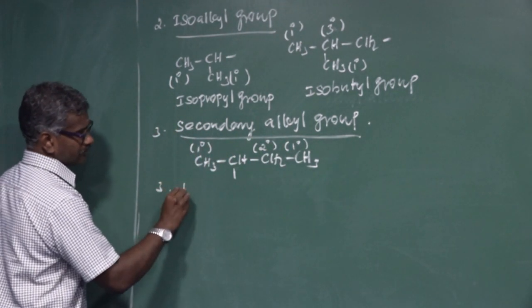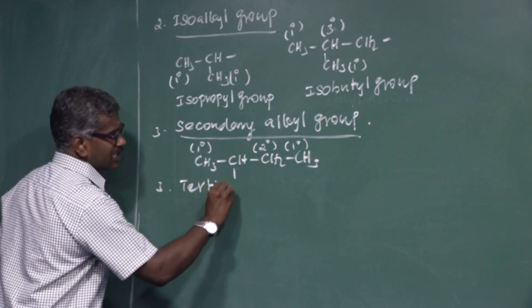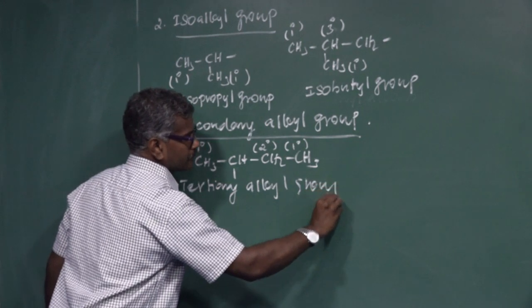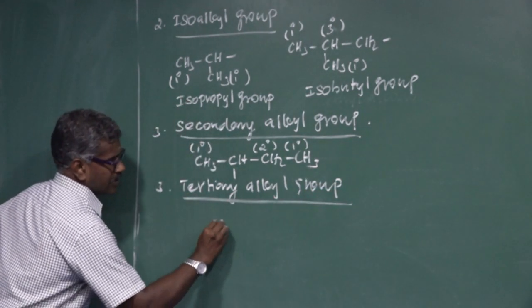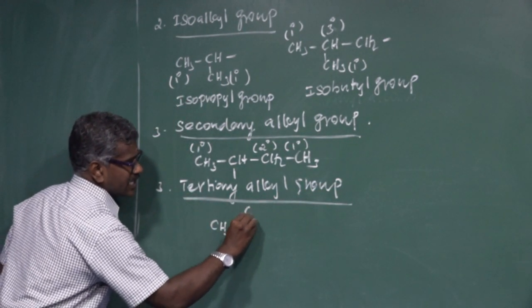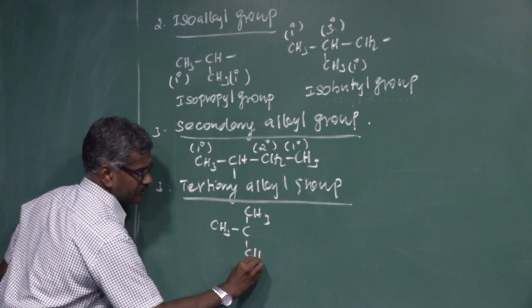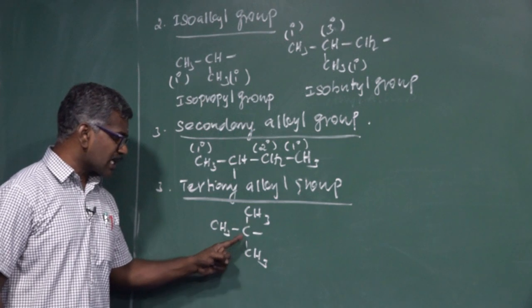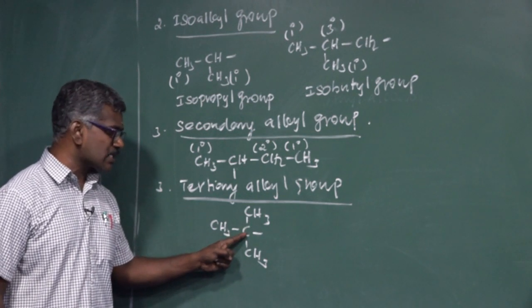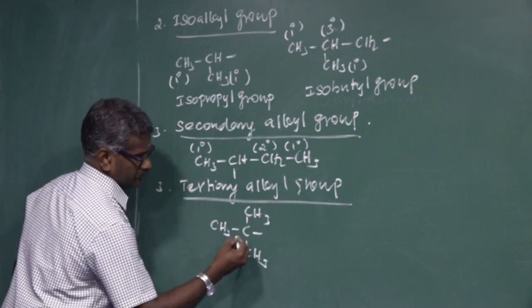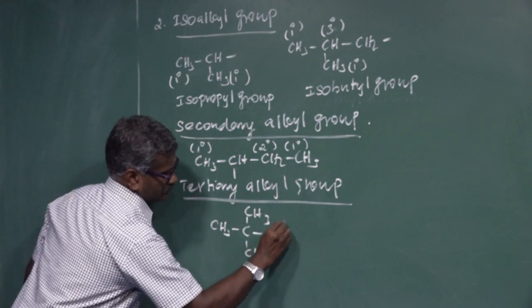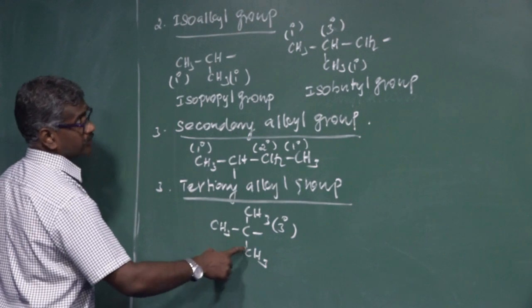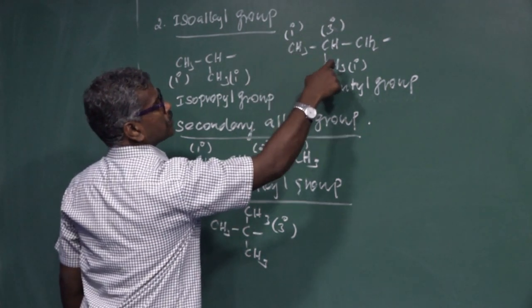Next, tertiary alkyl group. CH3, CH3, CH3. Three carbon atoms attached to the same carbon, this name is called tertiary. One, two, three.